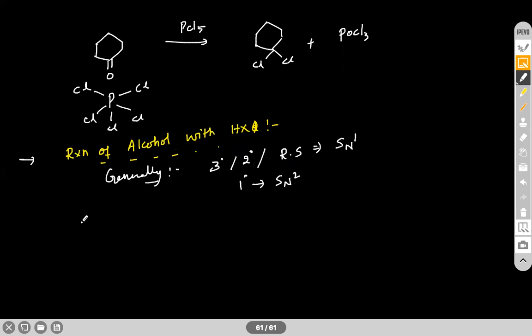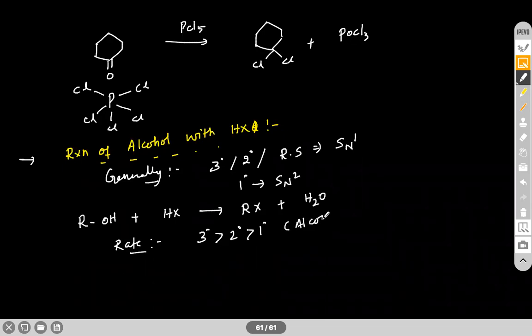So what is the general reaction? ROH reacts with HX. It gives RX, alkyl halide, plus H2O. The rate of this reaction is 3 degree alcohol, then 2 degree, and then 1 degree. If you compare the rate of HX, for alcohol, that would be maximum for HI. Then we have HBr. Then we have HCl.